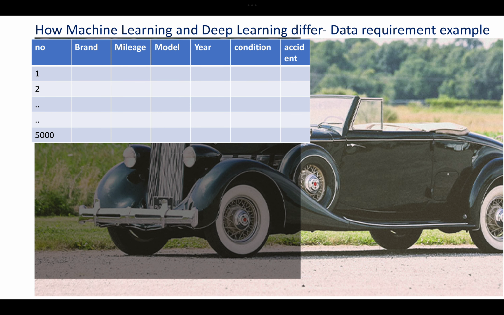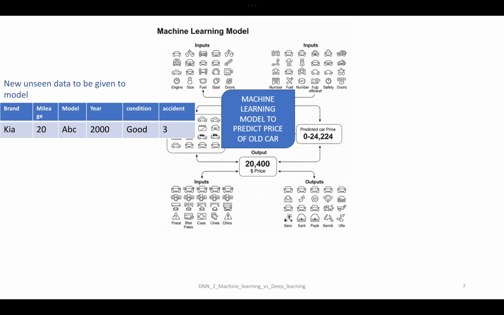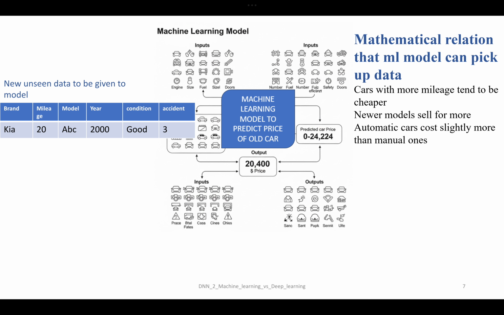The model learns patterns from the training data, like cars with more mileage tend to be cheaper, newer models sell for more, automatic cars cost slightly more than the manual ones. So, this is the step where the learning happens. The model tries to find the mathematical relationship between the input features and the car price.